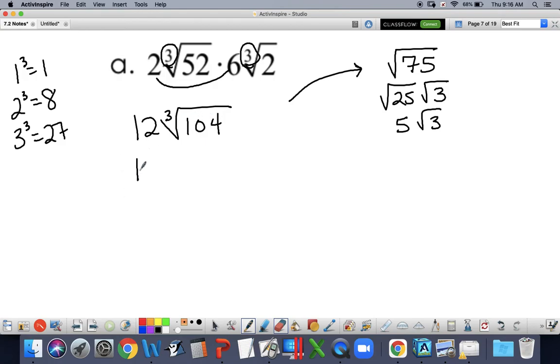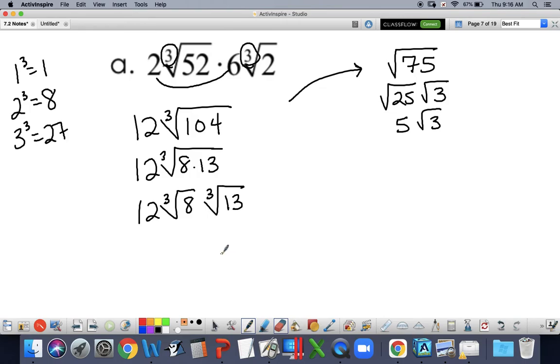So what I'm going to do is rewrite 104 as 8 times 13, and then using our simplification rules, I can break this down as the cubed root of 8 times the cubed root of 13. The cubed root of 8 is 2. Notice these are all being multiplied together. No plus sign comes out of nowhere. And my final answer is 24 times the cubed root of 13.